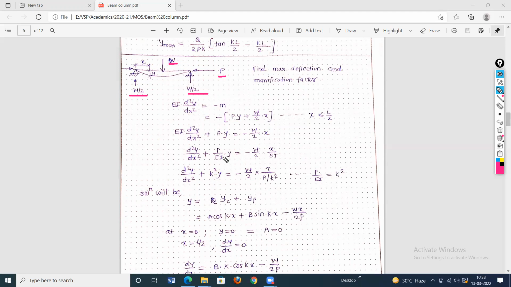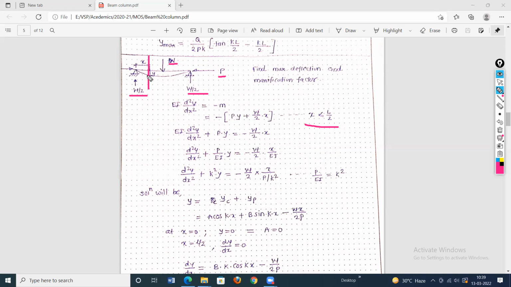Then write the moment curvature relationship. So first, EI into d2y by dx square is equal to minus M. This is the basic moment curvature relationship. Now first write the equation for bending moment at any section. First take the section in the first segment, that is between the support A and up to the center. So X is less than or equal to L by 2. So what will be the bending moment? Bending moment will be equal to P into Y.